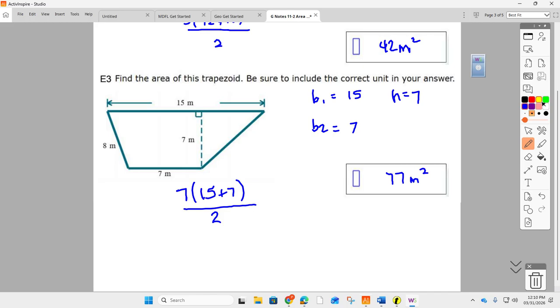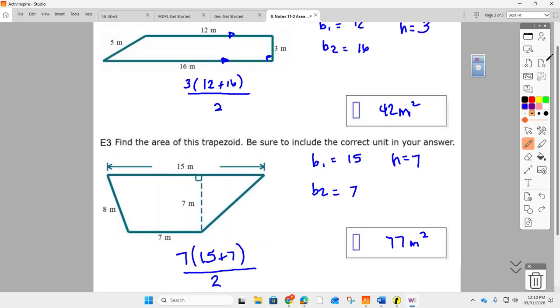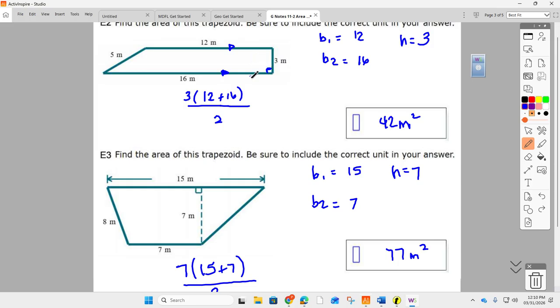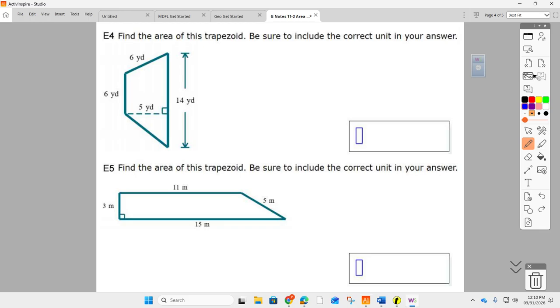So it doesn't matter which way it's turned. Sometimes there won't be a dotted line, but there will be an indication that they are perpendicular. All right, can you tell me what the bases of this trapezoid are? Can you tell me what the bases of this trapezoid are, Devanshi? 6. Perfect. So 6 and 14, the height is always in between those two bases.